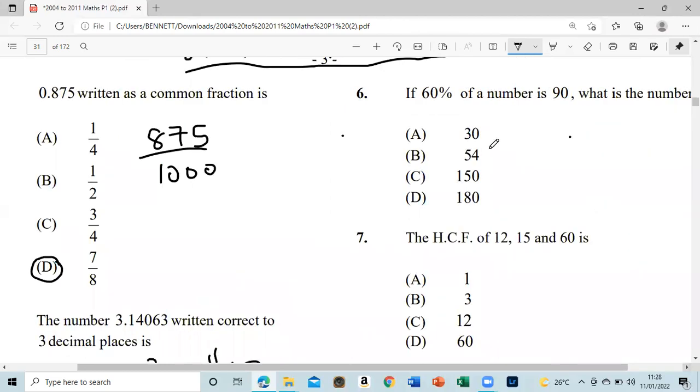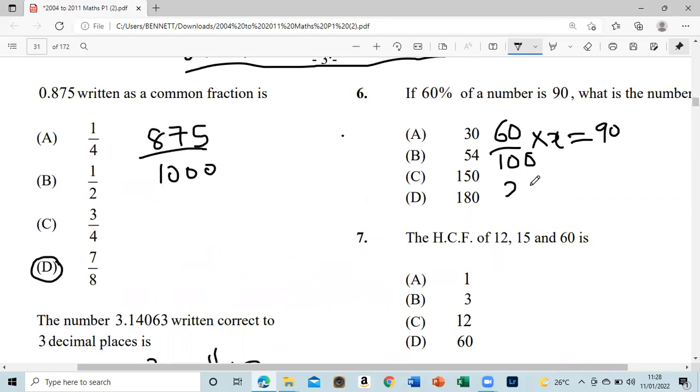It says, if 60% of a number is 90, what is the number? So let us reason this out. 60% means 60 out of 100. So 60% times a number, we don't know what the number is, however, our answer must equal 90, right? So we can transpose and solve for x.